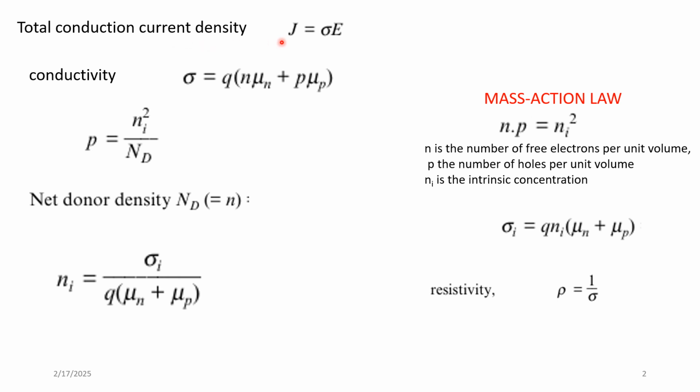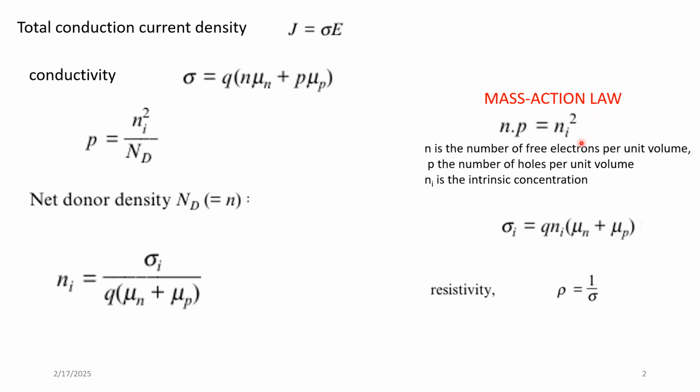Conduction current density formula: J is equal to conductivity into electric field. This sigma, conductivity, is the reciprocal of resistivity. Okay, if in the given question the resistivity value is given, you can find sigma using this formula, which is the reciprocal of resistivity, and we can proceed based on the mass action law.